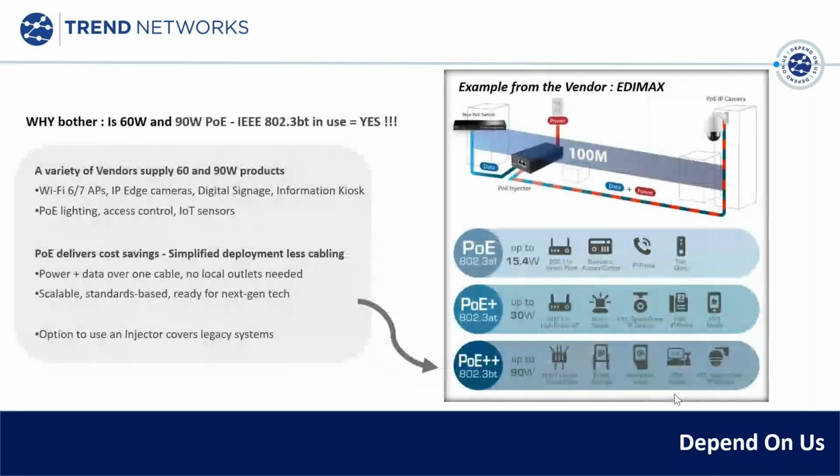Okay, one of the questions could be for DCRU, why bother? Is 60 watt, 90 watt really going to be deployed in my area?